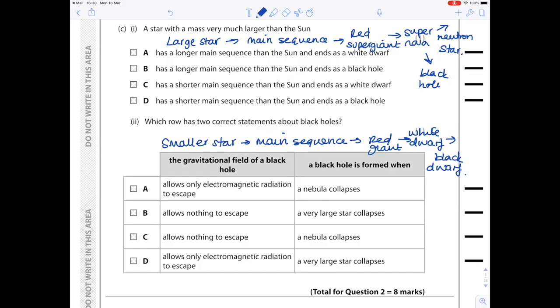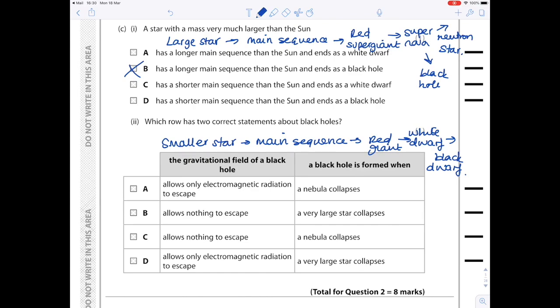So a star with a mass very much larger than the Sun, A, has a longer main sequence than the Sun, and ends as a white dwarf. No, there's no mention of a white dwarf in my largest star notes. B, has a longer main sequence than the Sun and ends up as a black hole. Yes, that's definitely a potential. C, has a shorter main sequence. No, I already know that's wrong. D, has a shorter main sequence. No, that's wrong again, which is why the answer here has to be B.